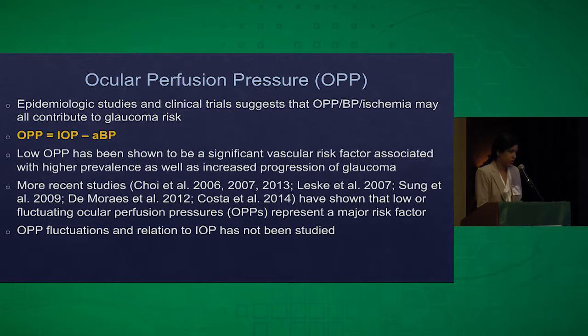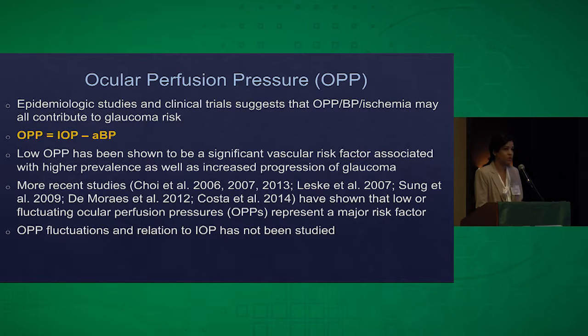Glaucoma is more than intraocular pressure. There's more data in the literature that vascular risk factors contribute to the progression of the glaucomatous process. Large epidemiological studies like the LALES, Baltimore Eye Survey, Barbados Eye Studies, and clinical trials suggest that ocular perfusion pressure, blood pressure, and ischemia may all contribute to glaucoma risk. Ocular perfusion pressure is, in a sense, basically the difference between arterial blood pressure and intraocular pressure.